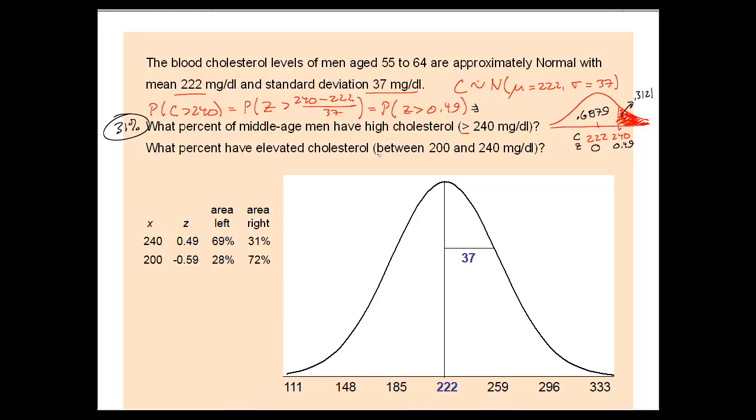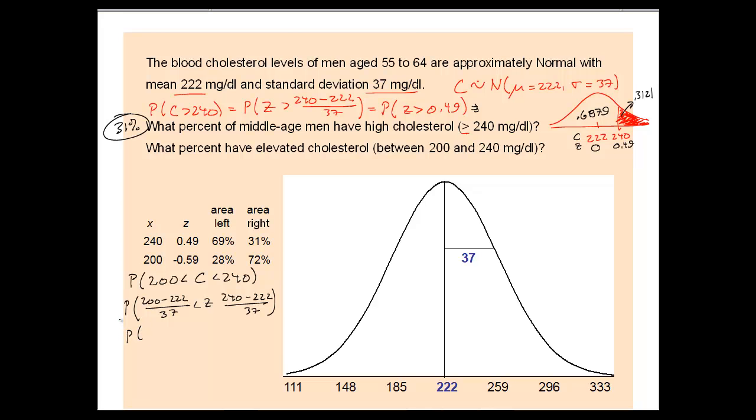Now elevated cholesterol is between 200 and 240 for our scores. So that one will look like cholesterol levels between 200 and 240. Now again, it doesn't matter if I have equal signs here or not. So what I want to do is standardize these scores by subtracting the mean and dividing by the standard deviation. And again, C will standardize to Z, our standard normal random variable. 240 minus my mean divided by my standard deviation. And let's go ahead and see what I get for values here.